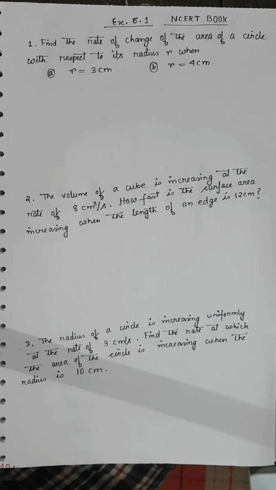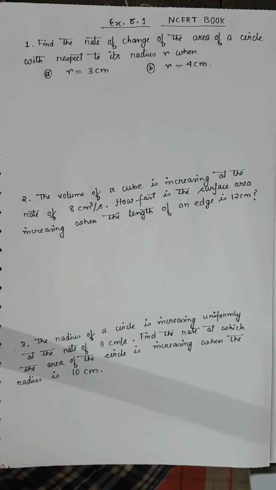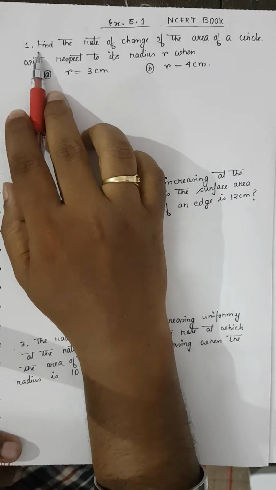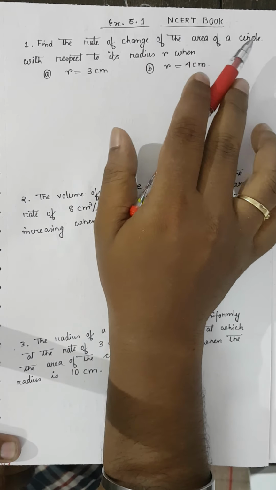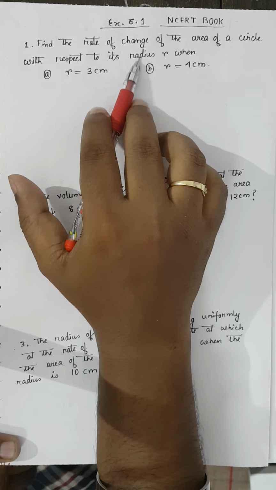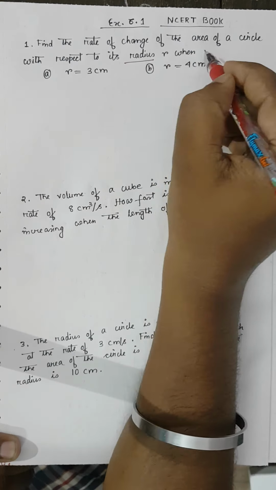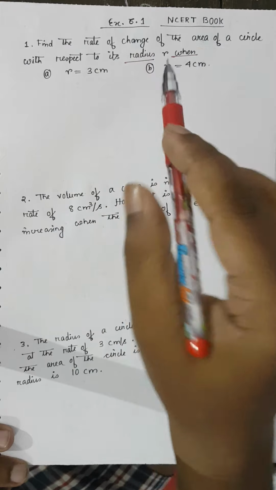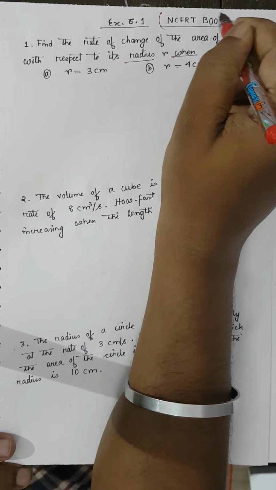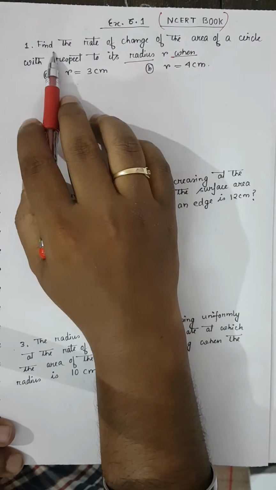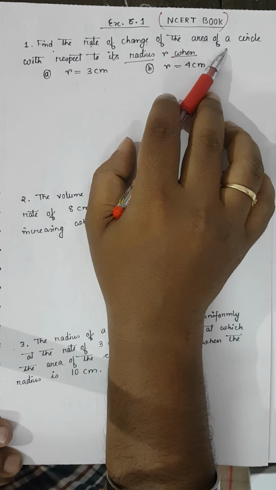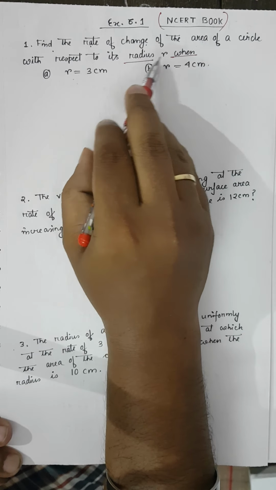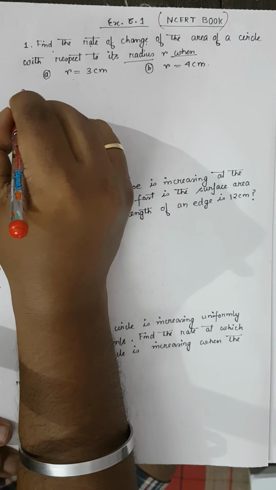Now let's solve a few problems of NCERT book using this concept. Number 1, find the rate of change of the area of a circle with respect to its radius r, when r is equal to 3 centimeter and r equal to 4 centimeter. We are solving exercise 6.1 of NCERT book. Okay, so you are asked to find the rate of change of the area. So we know for a circle the area is equal to pi r square.